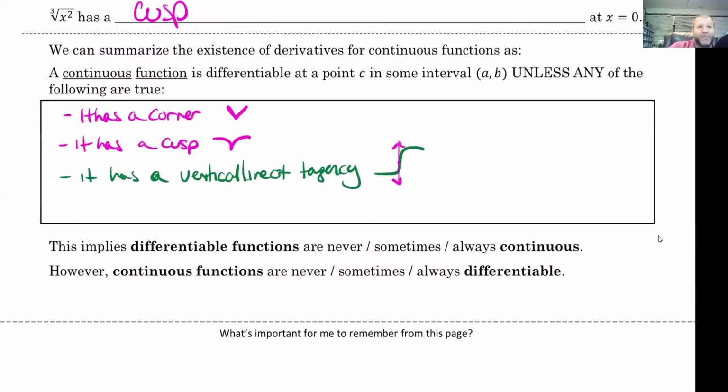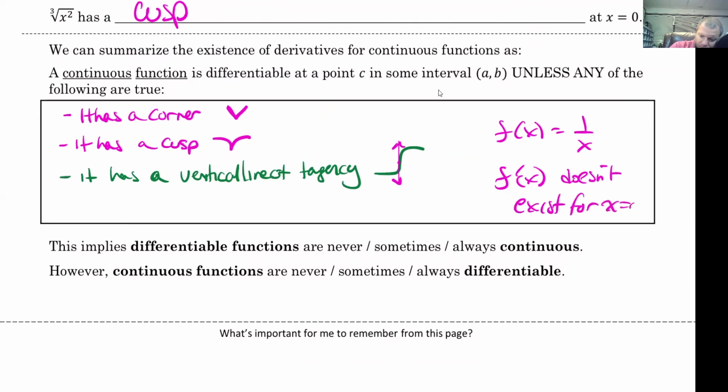Obviously, some other things could happen, but if we're not defined, we just don't even have a derivative, right? So if I say something like f of x equals 1 over x, f prime of x does not exist for x equals 0, just because x equals 0 isn't even in the domain of my function. So you can have undefined issues as well, which we'll see as we move on to some of the stuff in the next section.